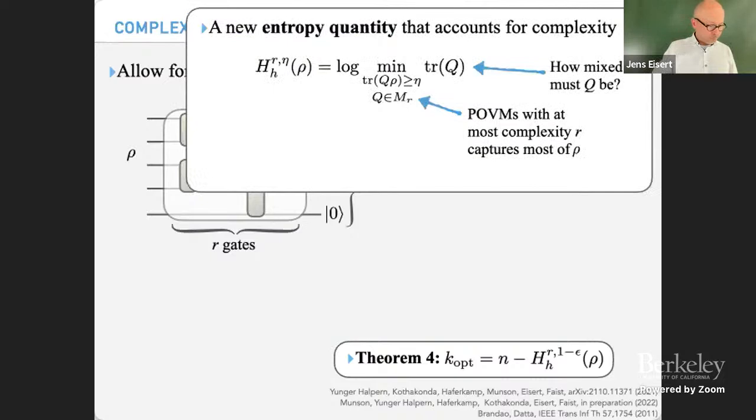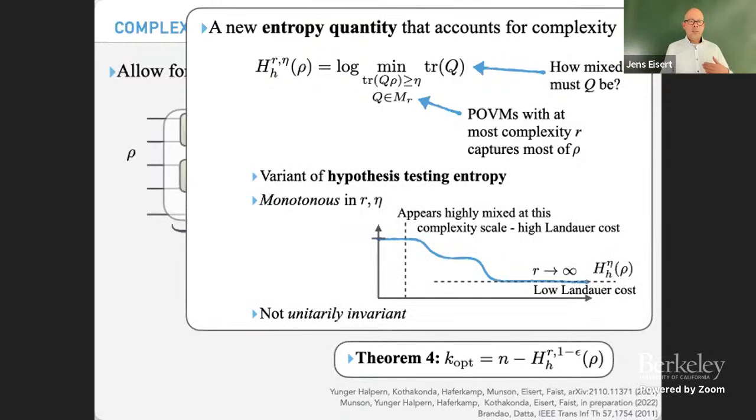So what is this entropy measure? That's a new quantity, a new entropy measure that's derived from the hypothesis testing entropy and that accounts for the complexity. It can be written as shown here. There's a trace of Q rho, where Q is like a POVM element. But it's not an arbitrary POVM element; it's one that's constrained in the sense that it must be realizable with a circuit of complexity R. And there's the condition that the trace of Q rho is larger than eta, where eta plays the role of a success probability. That would be like one minus epsilon, which should ideally be close to one. You ask how mixed rho must be in this quantity. This is the quantity that captures this task in an operational fashion.